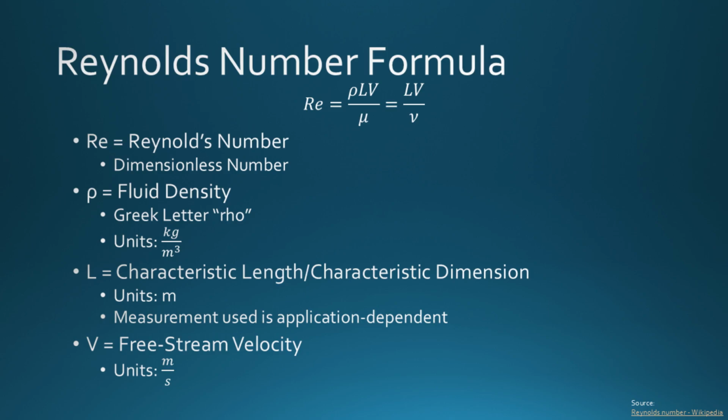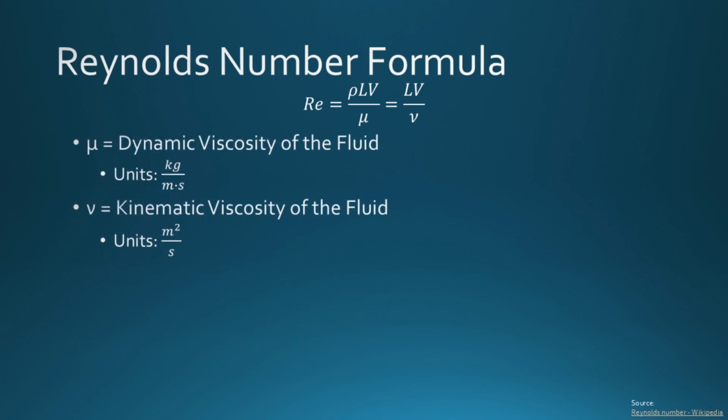V is going to be your free stream velocity, and it's going to be in units of meters per second. Mu is going to be the dynamic viscosity of your fluid, and its units are going to be kilograms over meters times seconds. Nu is going to be the kinematic viscosity of the fluid, and it will be in meters squared over second. And you will use either the dynamic or the kinematic, just depending on which of these two equations you have, and those are going to be dependent on temperature and what your fluid is.